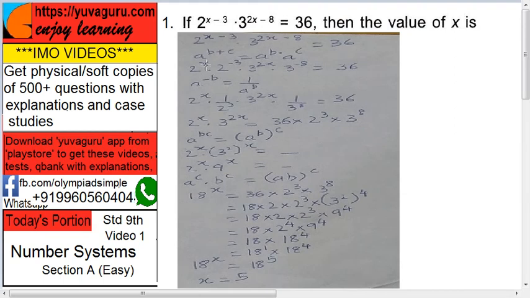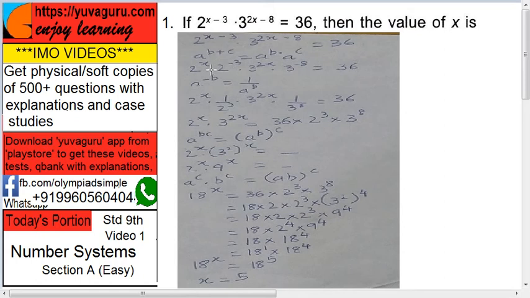This is 2 raised to x minus 3. So a raised to b plus c, or minus, anything is the same. a raised to b plus c is called the laws of indices. It means a raised to b into a raised to c. So this becomes 2 raised to x into 2 raised to minus 3. Similarly over here, 3 raised to 2x into 3 raised to minus 8 equals the right hand side, 36.